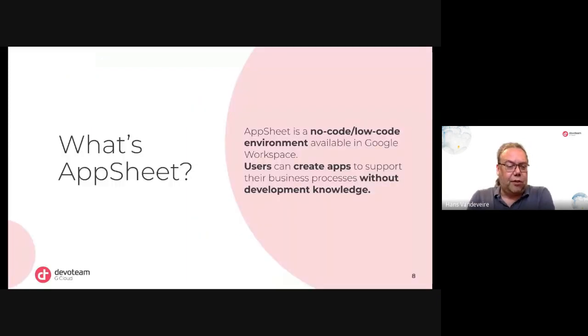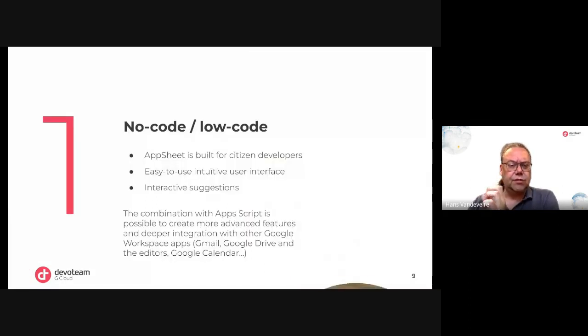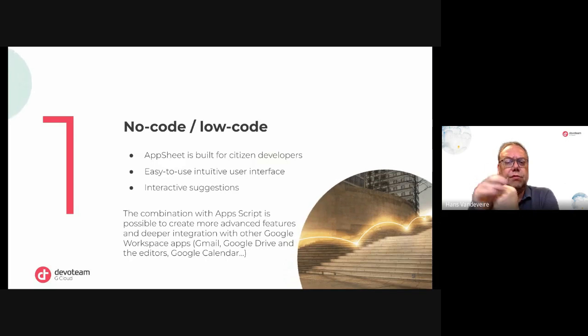I got this definition from Google somewhere about AppSheet, and I would really like to literally read it and then dive deeper into the specific elements from it. So we can call AppSheet a no-code, low-code environment. We'll discuss this later. Available in Google Workspace. That's the framework where it is available. And users, we will see what type of users, can create apps to support their business processes without any development knowledge. So those 4 parts mean a lot to AppSheet.